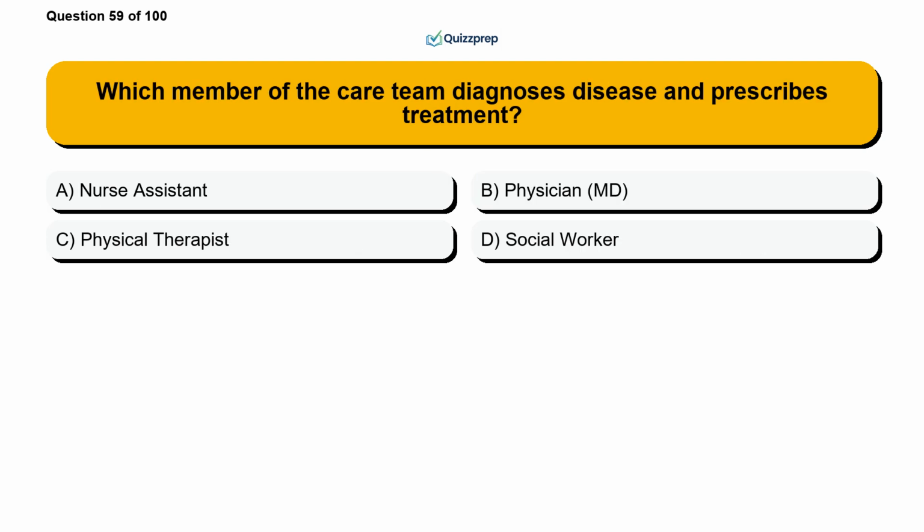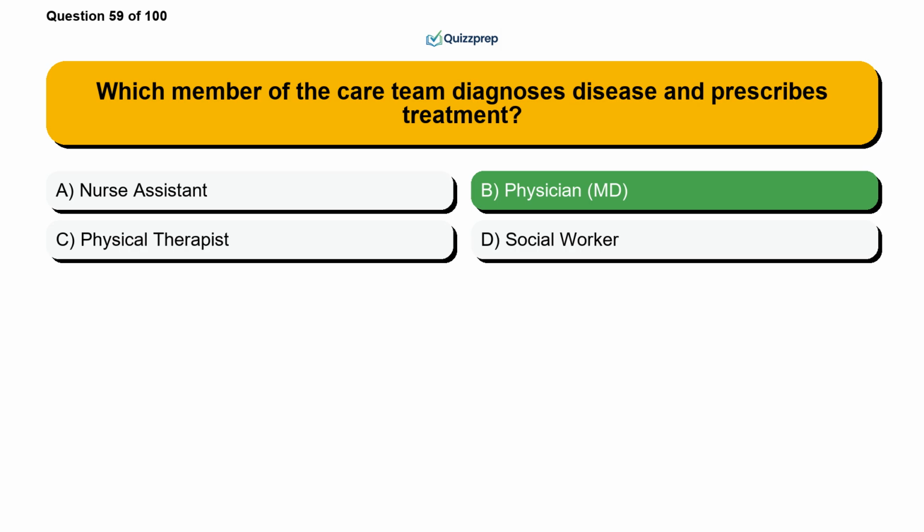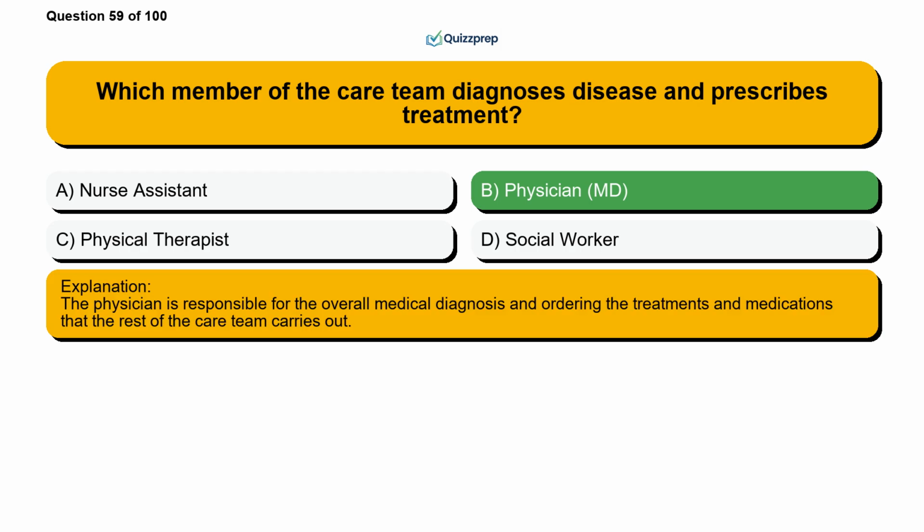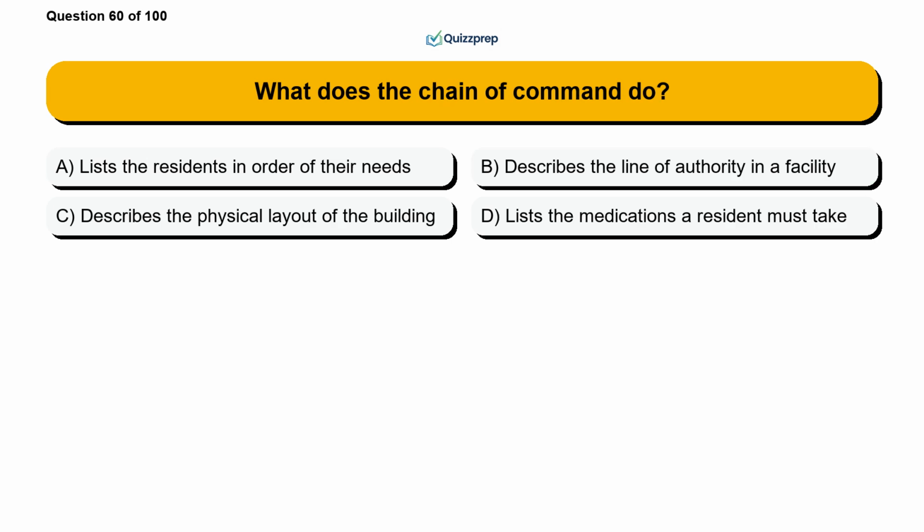Question 59. Which member of the care team diagnoses disease and prescribes treatment? Option A, nurse assistant. Option B, physician, MD. Option C, physical therapist. Option D, social worker. The correct answer is option B, physician, MD. The physician is responsible for the overall medical diagnosis and ordering the treatments and medications that the rest of the care team carries out.